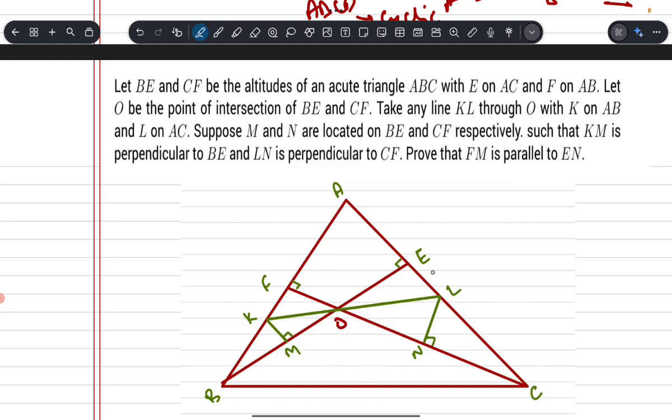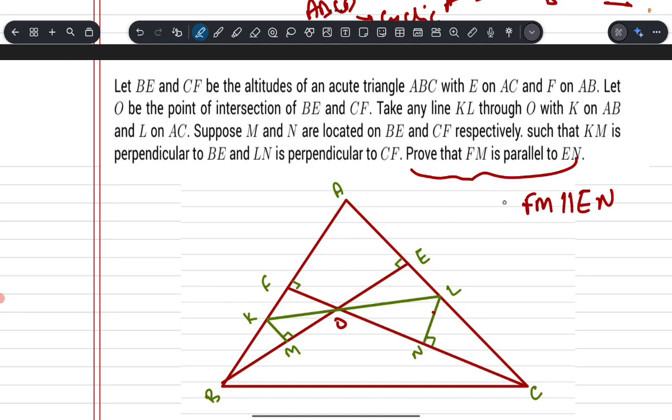Let's call this O. Now we have to take any line KL through O with K on AB and L on AC. Perfect. And we have KM perpendicular to BE and LN perpendicular to CF. We have to prove that FM is parallel to EN.